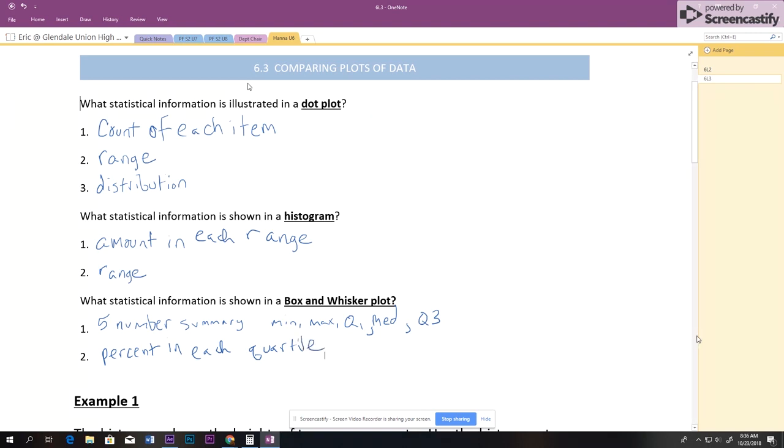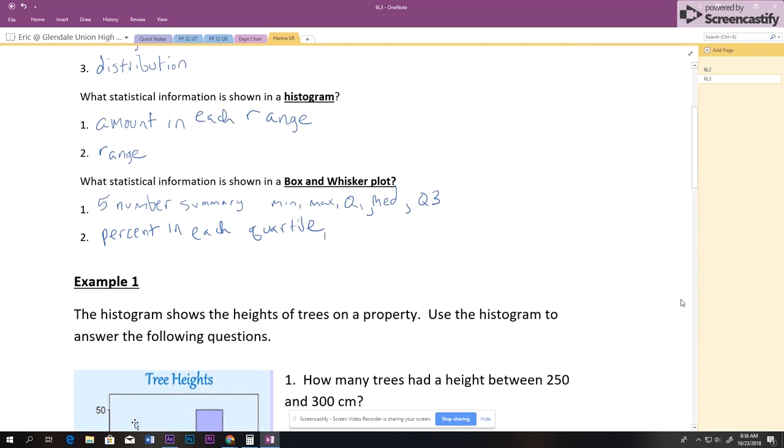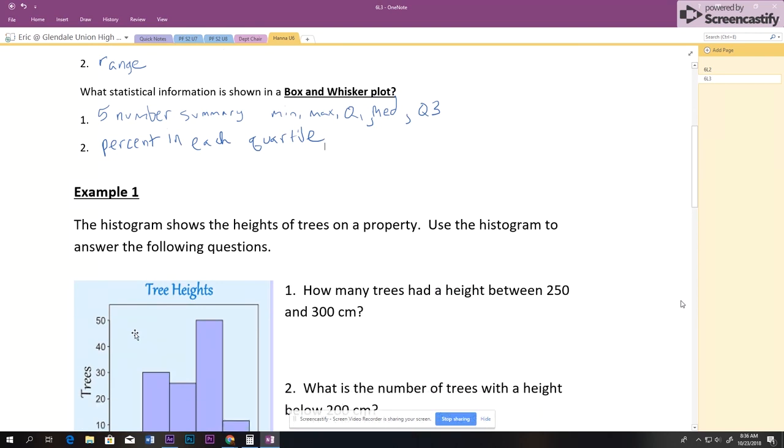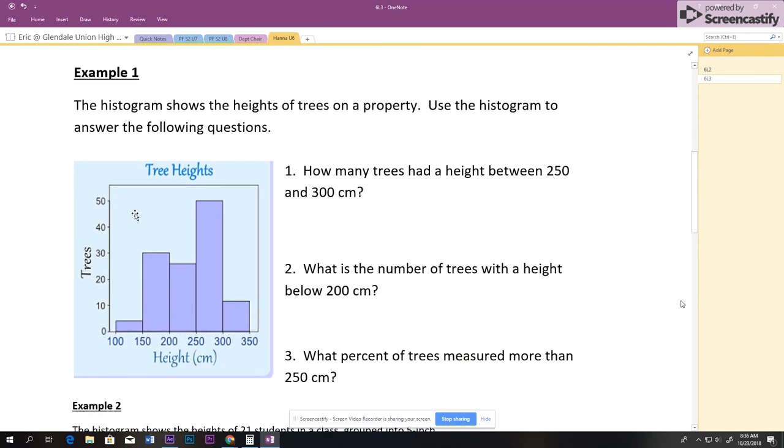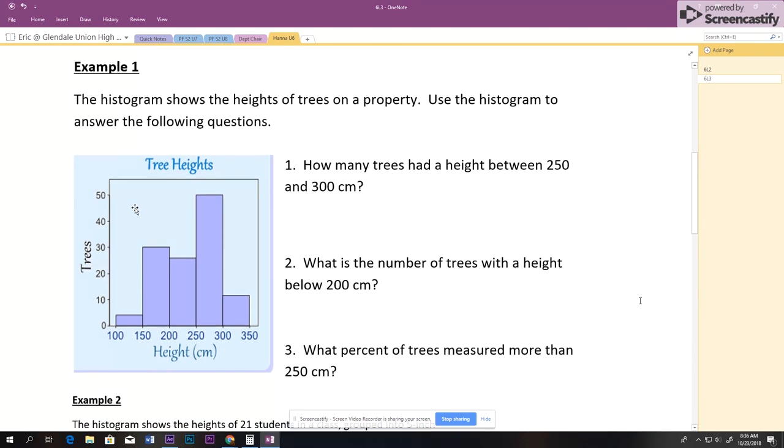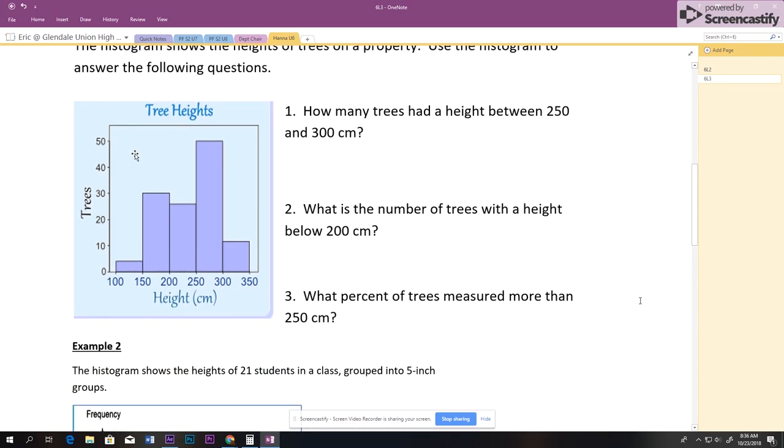All right, so let's take a look at our first example. The histogram shows the heights of trees on a property. Use the histogram to answer the following questions. How many trees had a height between 250 and 300 centimeters? So that's in this range right here. If you look at the top of the bar, well, that is 50 trees.